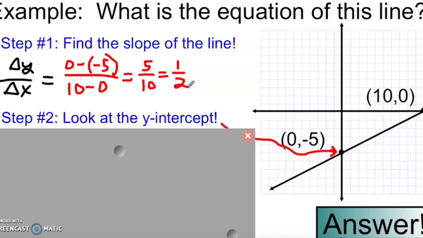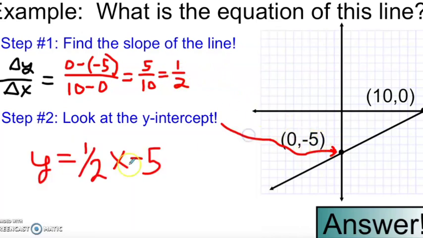The next thing I need to do is look at the y-intercept. In this case, the y-intercept is very easy to see. It's crossing the y-axis right here at -5. This is where it's touching the y-axis. So I can fill in my equation right now. I've got the slope at 1/2, and my b, or where it's crossing the y-axis, is -5. So my equation is y equals 1/2 x minus 5. My m is 1/2, that's my slope, and my b, or y-intercept, is -5. So that's how I do this problem.